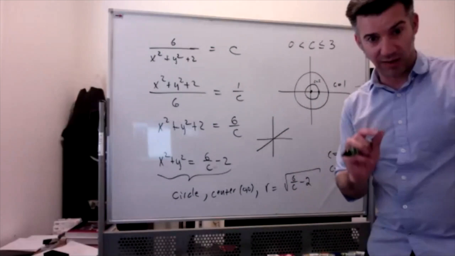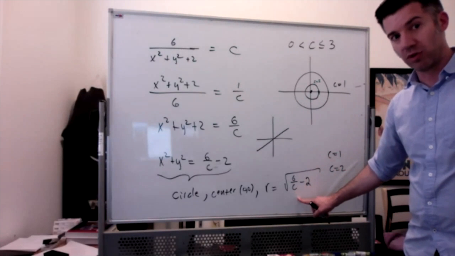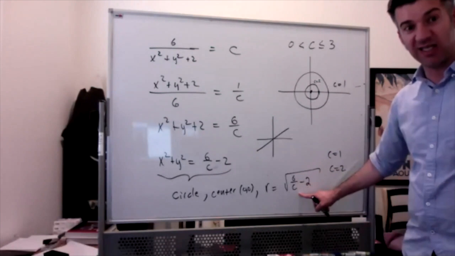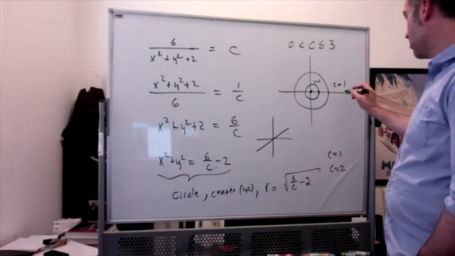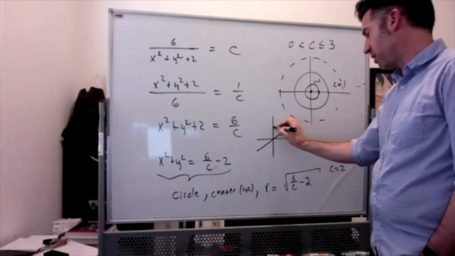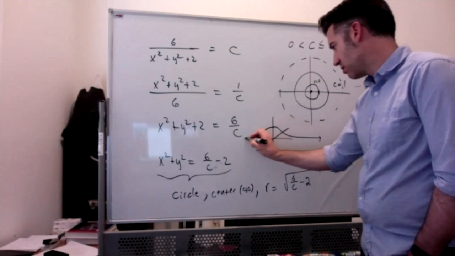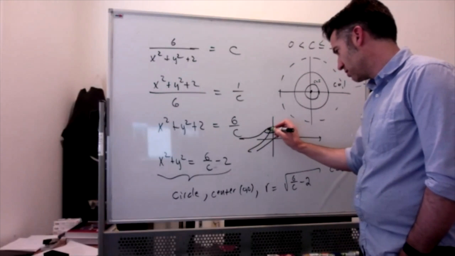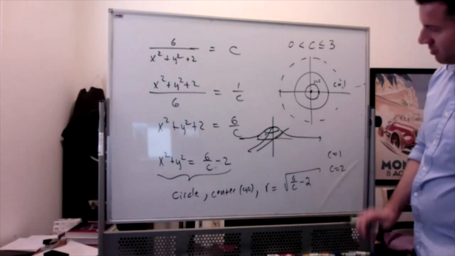sorry, I was a little bit careless there. If you let your c values get smaller, like if c is 1/10, 6 over 1/10 is 60. 60 minus 2 is 58. That's a big circle. So if you get small values, you're going to have really big circles. So we probably have something like this, and it's kind of like coming out at you. You've got these circles that are level curves. That's kind of what's going on.